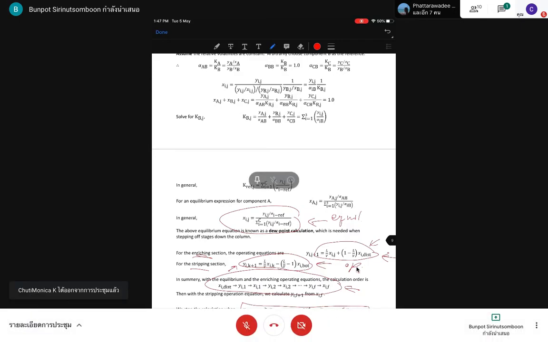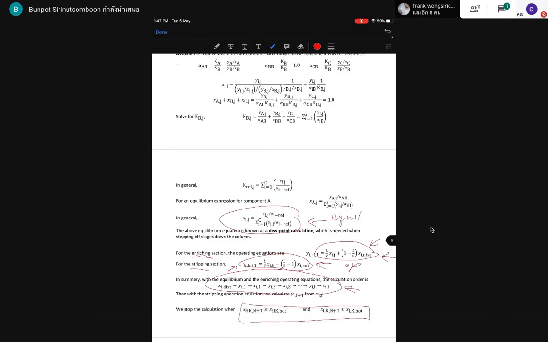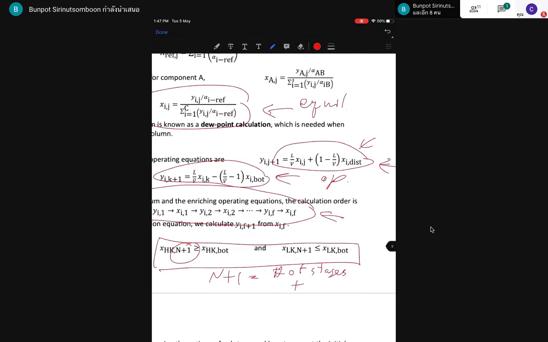N+1 is the number of stages in the column plus the one stage in the partial reboiler. So you have to be careful again here with the n+1. Let me write it down: number of stages plus partial reboiler.